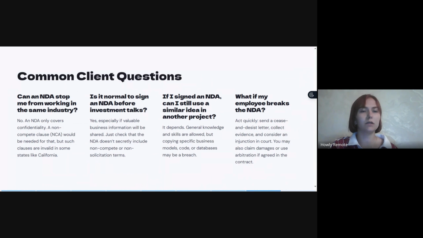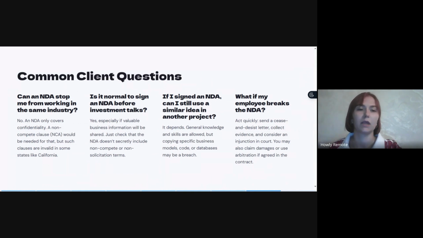Is it normal to sign an NDA before investment talks or a startup pitch? If you are asked this, you can say yes, it is normal. NDAs are often used to protect sensitive information during investment talks or business negotiations, but it is important to check that the NDA does not secretly include non-compete clauses, that it clearly defines the confidential information, and that it specifies the duration of protection.